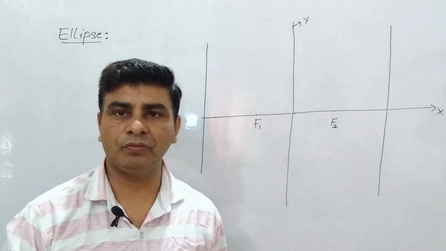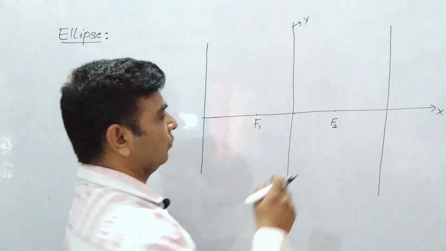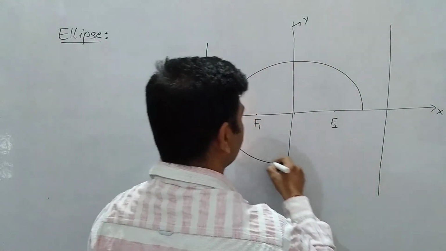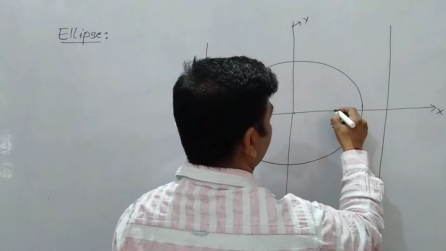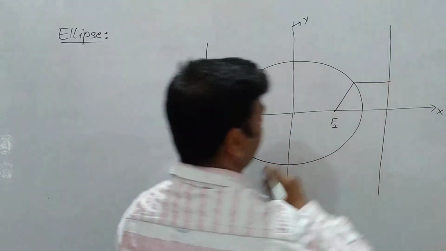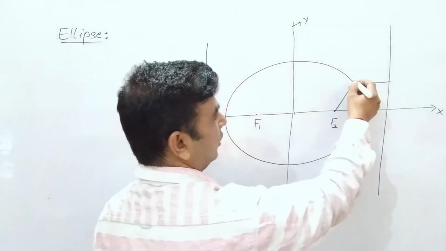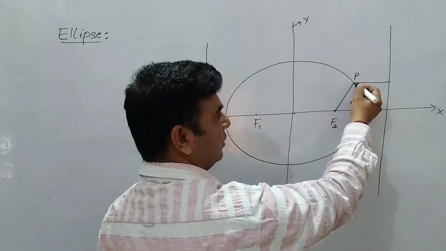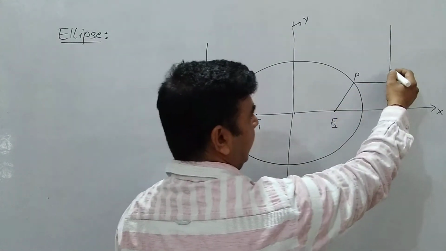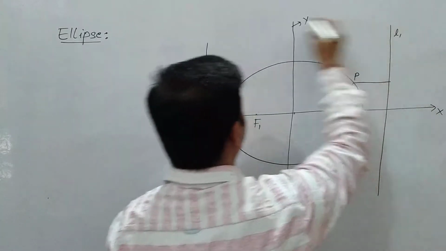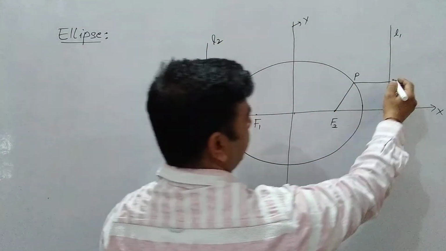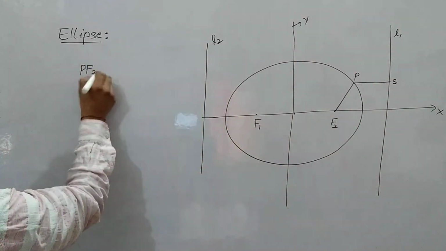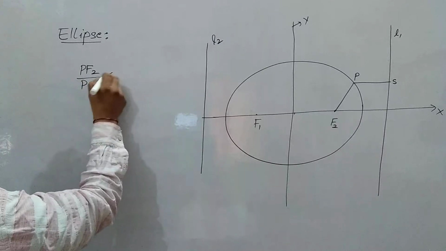Now the locus of all those points which move in such a way that the ratio of the distances from the fixed point to the fixed line should be less than 1. Means if this is the point P which is moving in such a way that the ratio of the distance from this fixed point F2 and the fixed line, let these be L1 and L2, should be less than 1. That is denoted by S. So PF2 upon PS should be less than 1.